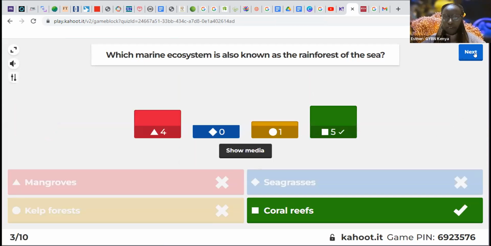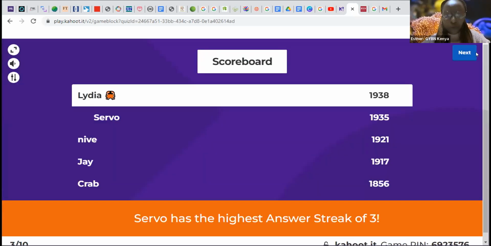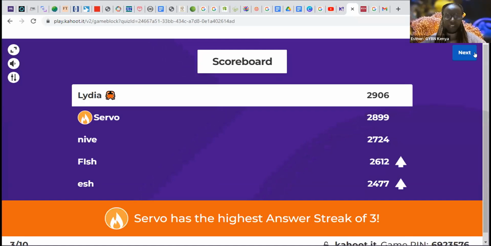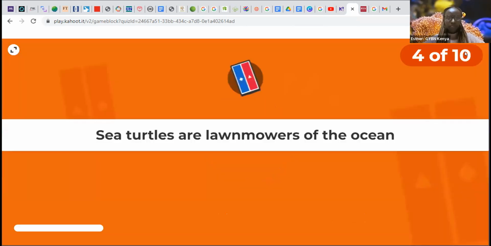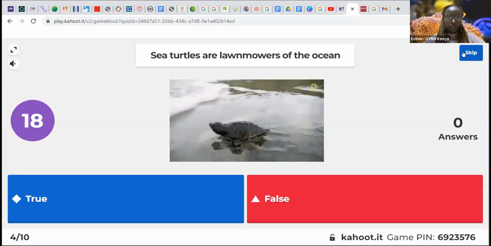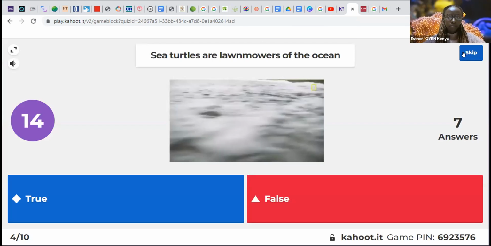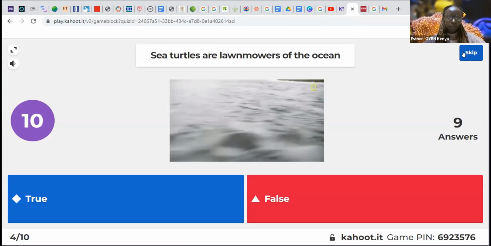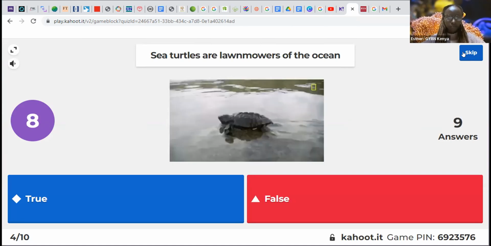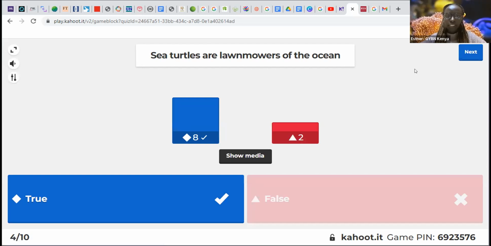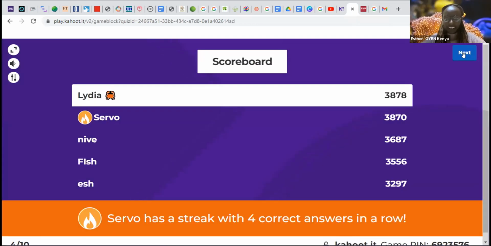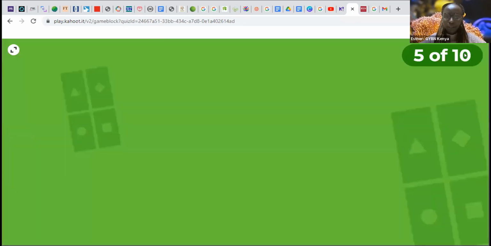We have time up for that question, and we get to see who got to the top of the mountain this time. We're still having Lydia at the top, and there's a fish now. We go to the fourth question. We have time up for that question. Let's see. Most of the people got it right, and we can see the amazing scores there, almost around the same range. So we go to the next question, the fifth one.